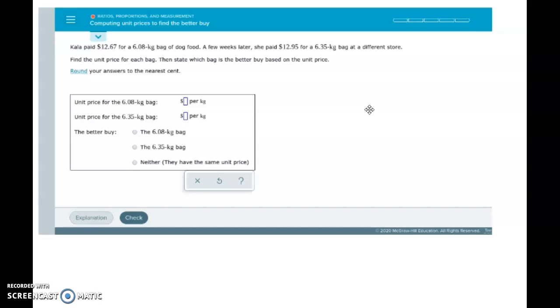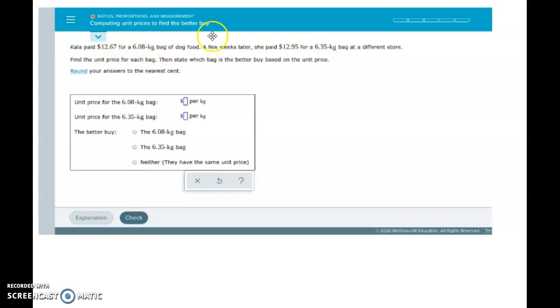So, in these types of questions, we first have to find per kilogram how much we have to pay to the store, how many dollars. So we're going to compare this one and then this store, these two stores. And the way we do that is, first we're going to take our dollar amount, which is the amount that we paid to the store for a 6.08 kilogram bag of food.